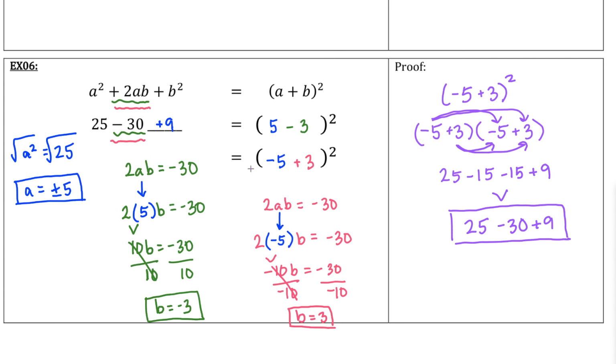25 minus 30 plus 9. So we wanted to prove that 25 minus 30 is a perfect square, and that perfect square can be expressed as negative 5 plus 3 to the second power. All right, that's it. Thank you.